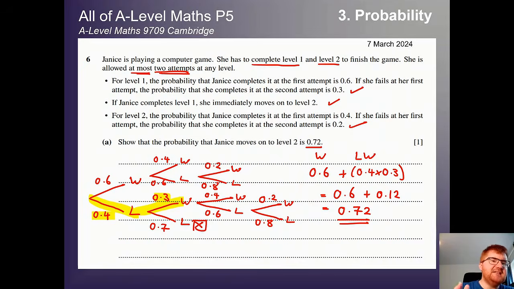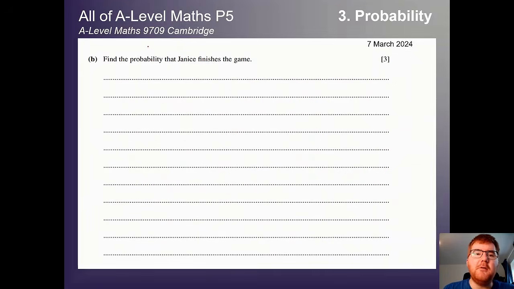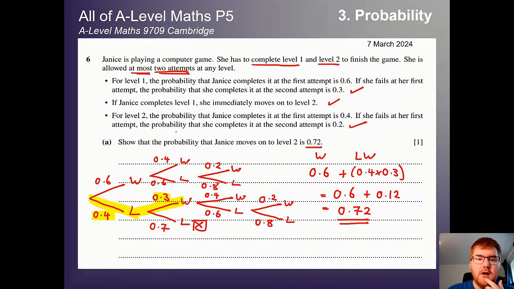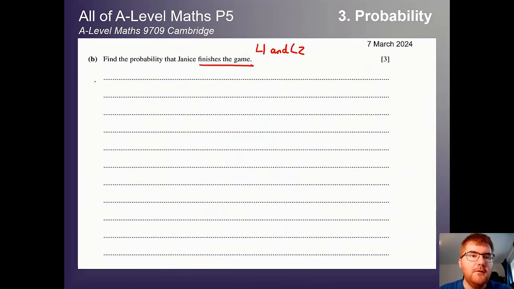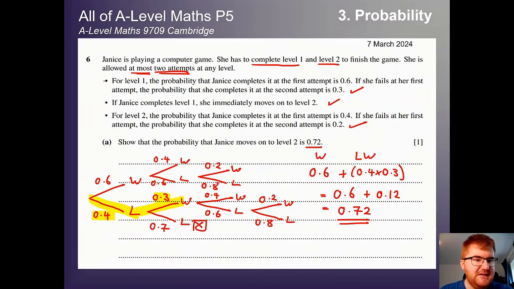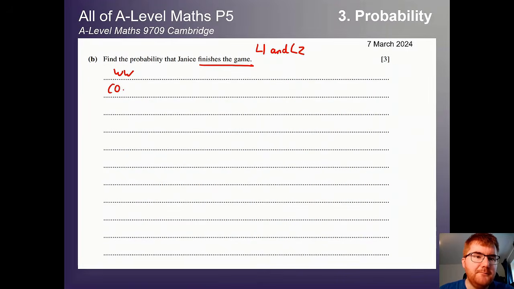Now, the reason we set this up is when we do more complicated questions, B and C, we have a structure to work with. So we now want to find the probability that Janice finishes the game, so i.e. completes level 1 and level 2. So let's go through all the different situations where this is possible. So we'll start off first of all with win-win. So she can win the first one, win the second one, no losing in between. So this would be then the probability of win-win. So that's going to be 0.6 times 0.4. So that's our first possibility.